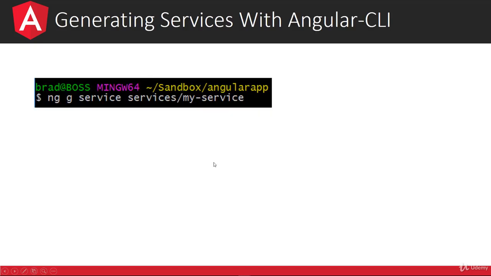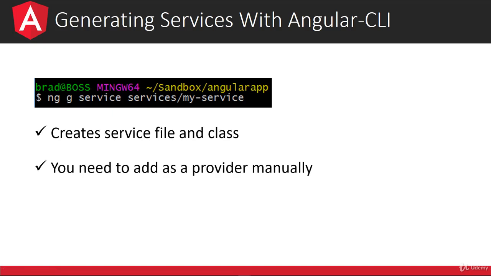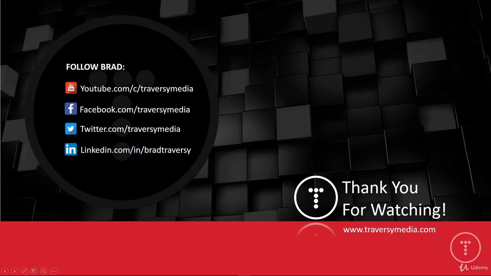Now, you can also create a service using Angular CLI by just doing ng generate service and then whatever you want to call it. You can do that as well. This will create the service file and the class, although you do need to add it as a provider to NgModule. I know when we generate components with Angular CLI, it does it for us. It imports it into the module file, but for some reason with services, we have to do it manually. So that's a very basic overview of what services are. In the next video, I'm going to show you how we can create a service.